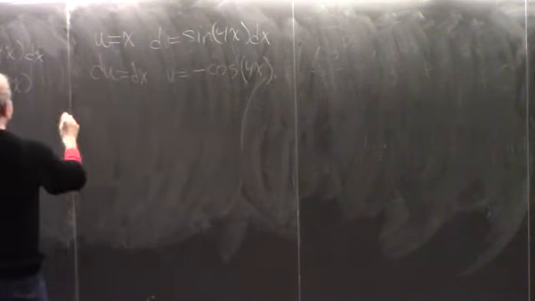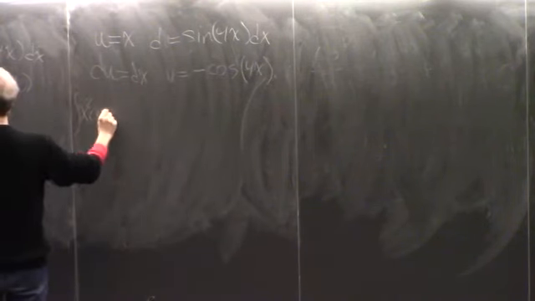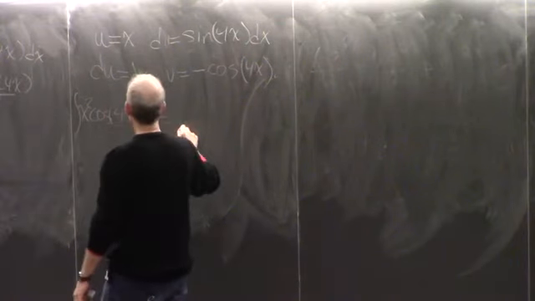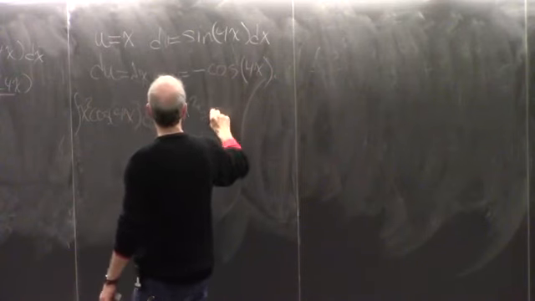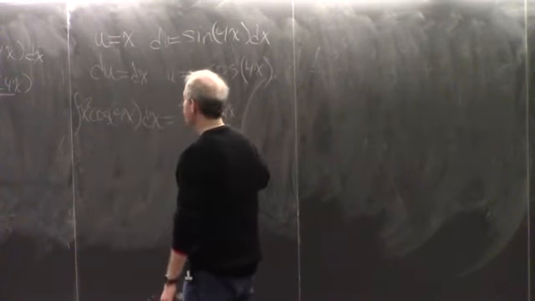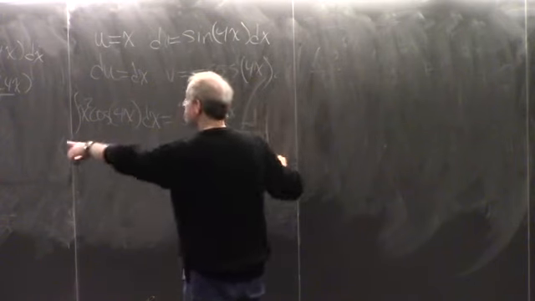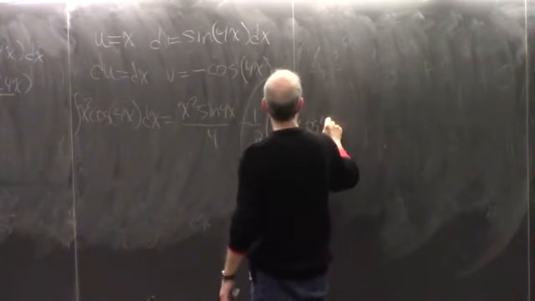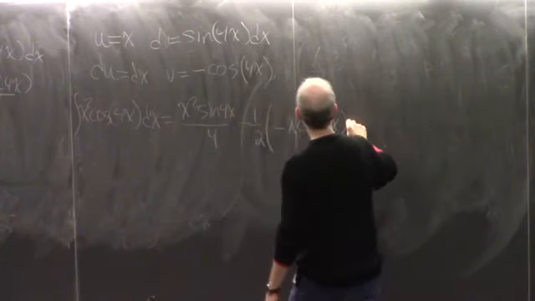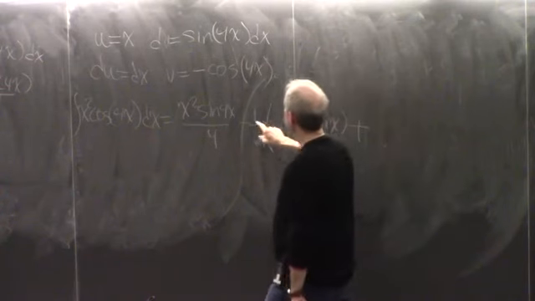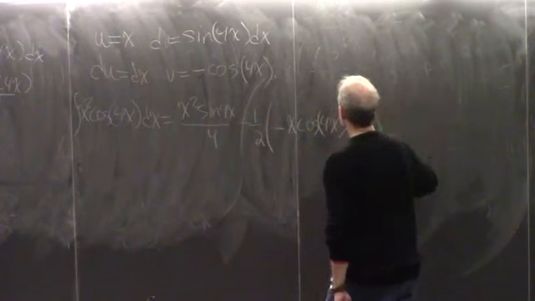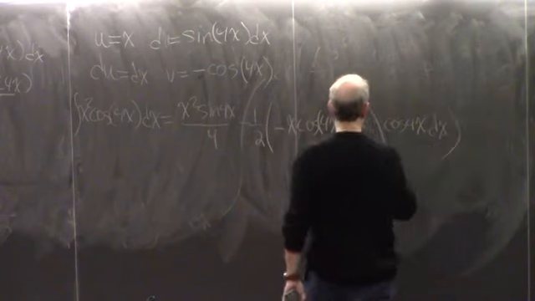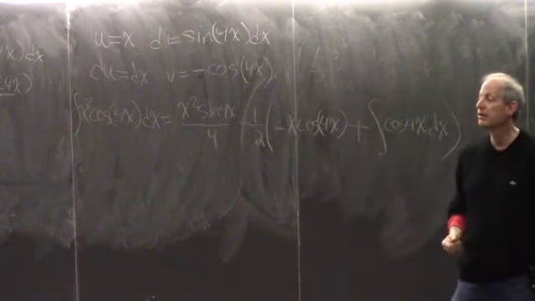So remember our original integral was x squared cosine 4x dx. Now it equals x squared sine 4x over 4 minus a half of, now this integral becomes negative x cosine 4x minus the integral of cosine 4x dx.